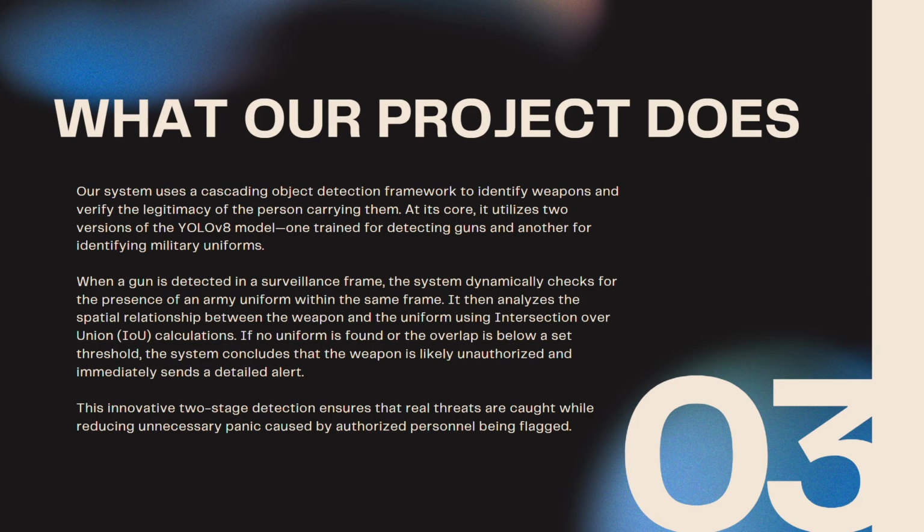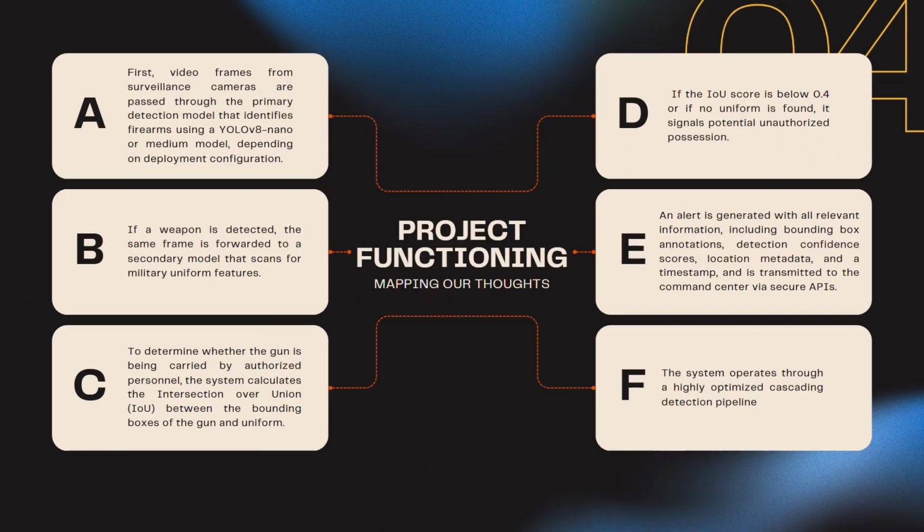By using an IOU, intersection over union, calculation, if no uniform is found or the overlap is below a set threshold, the system concludes that the weapon is likely unauthorized and immediately sends a detailed alert. Okay, so this just outlines the steps of our functionality. We plan on integrating video inputs as well, so security cameras, drone footage. What the model will do is process the video frame by frame and provide the relevant information from each frame.